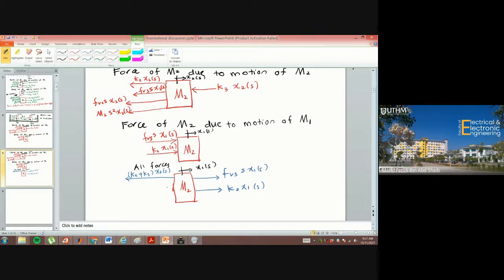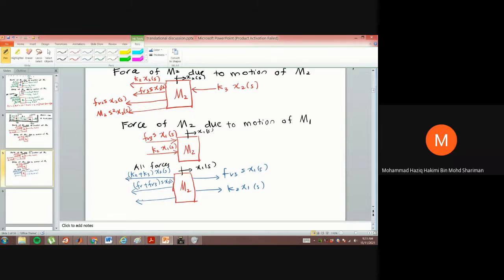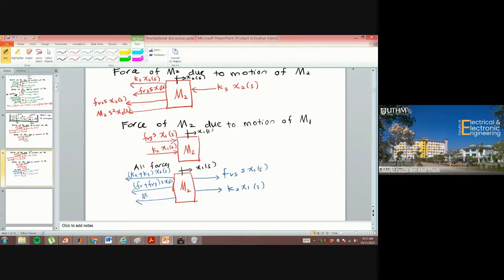What do we have here? FV2 plus FV3 times S times X2S. What force do we have some more? M2 S square times X2S.